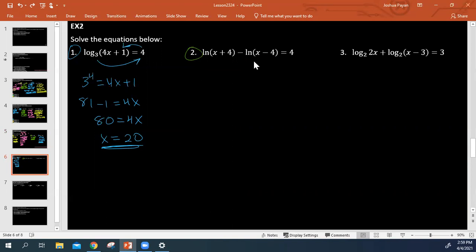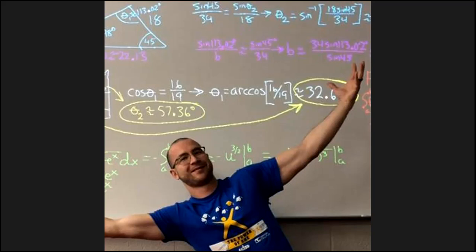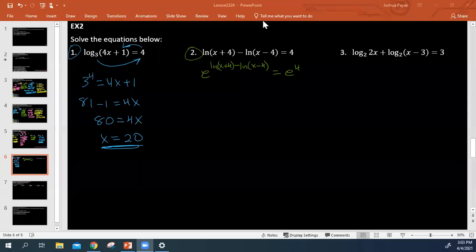Okay, and what that's going to do for me is when I have e to the ln of x plus 4 minus ln x minus 4 equals e to the 4th, right? I'm going to be left with, and I need to be careful here. So hold on one second. No, I was wrong. The book does suck that bad.